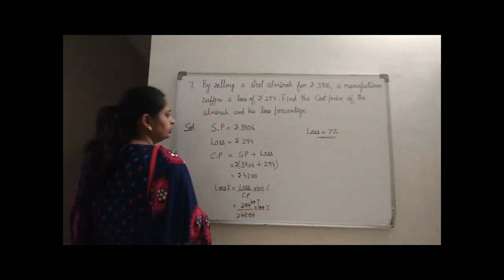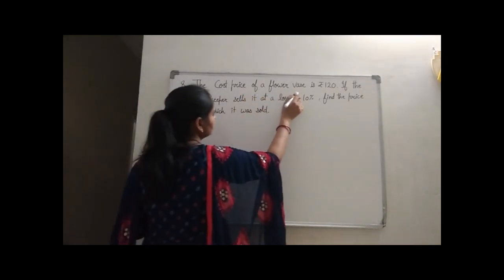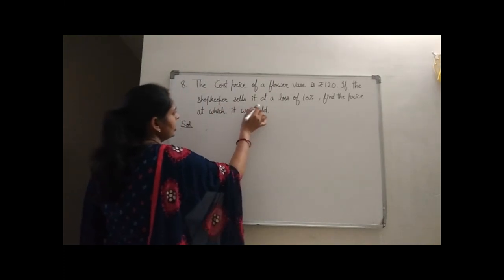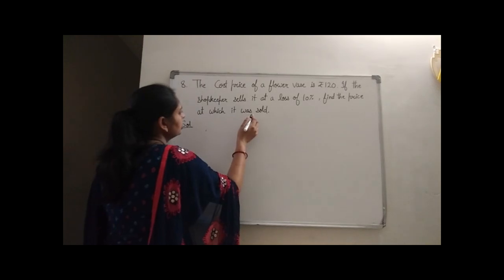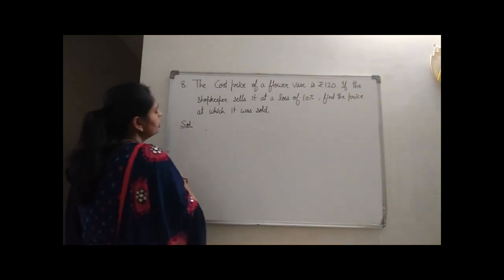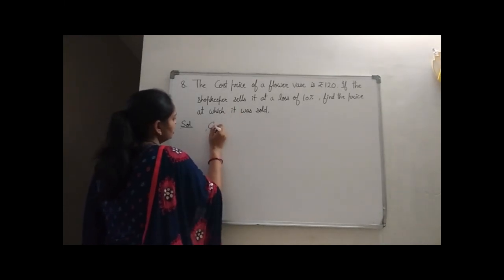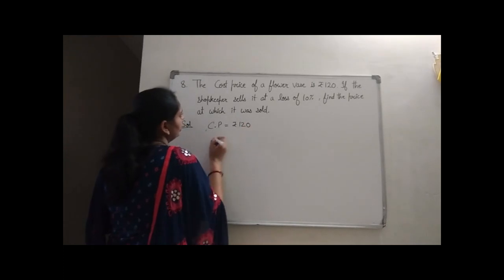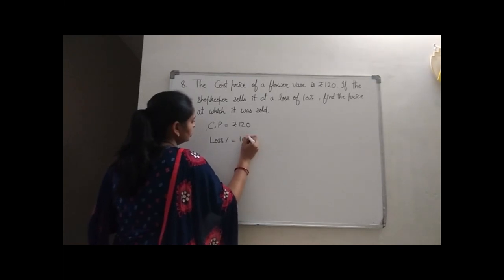Okay. Now see the 8th question. The cost price of a flower vase is given rupees 120. If the shopkeeper sells it at a loss of 10%, find the price at which it was sold. Sorry, it was sold for how much price they are asking for. So we are having the cost price of the vase is rupees 120 and loss percent is given. He is getting a loss of 10%.